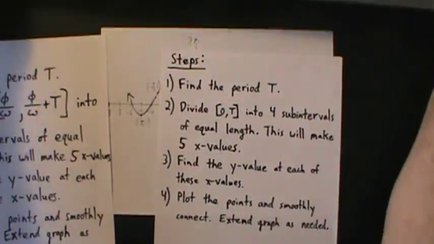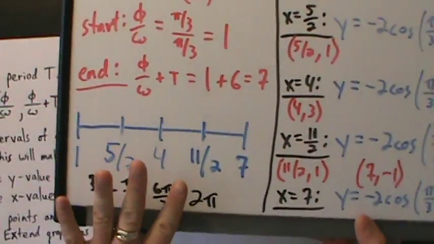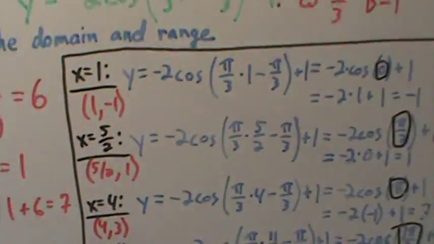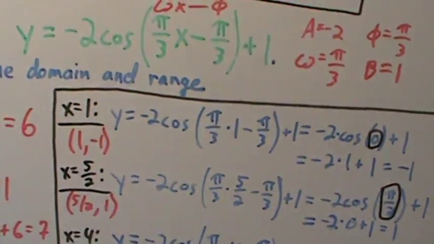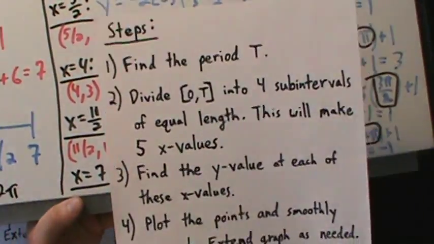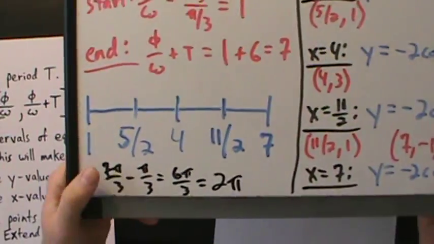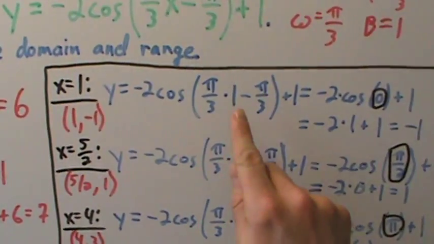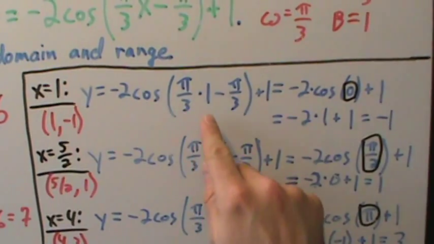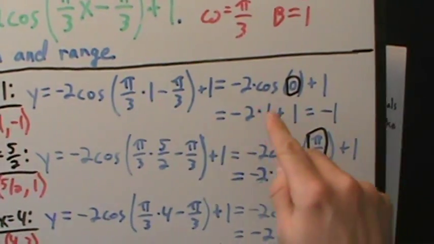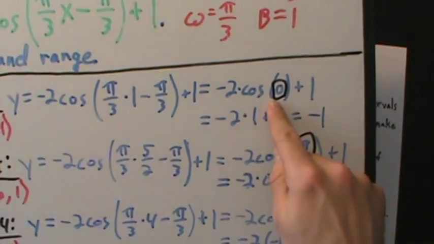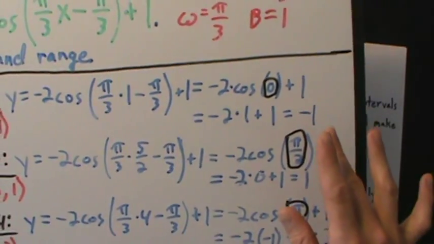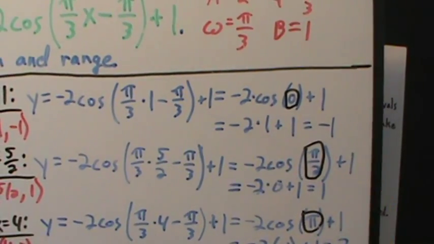But that's going to change your x values that you get here. And if your x values change, that's going to change how you evaluate here. So what if we use this interval 0 to t? Okay, then we would have started at x equals 0. We would have had x equals 0 here, and we'd have pi over 3 times 0 minus pi over 3, and we'd have negative 2 cosine of negative pi over 3. Okay, it's doable, but it's uglier numbers.